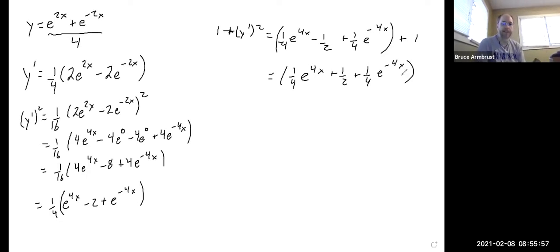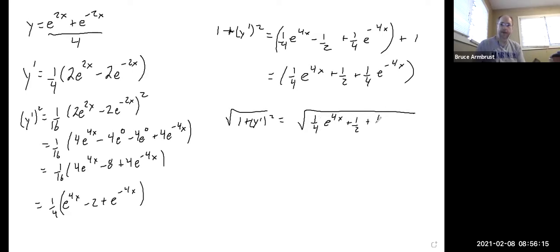All right, so now we're there. So now we get to do, what's the square root of all of that? Okay, so we got 1/4 e to the 4x plus 1/2 plus 1/4 e to the minus 4x. Okay, so hopefully you're all still with me here. A lot of algebra.